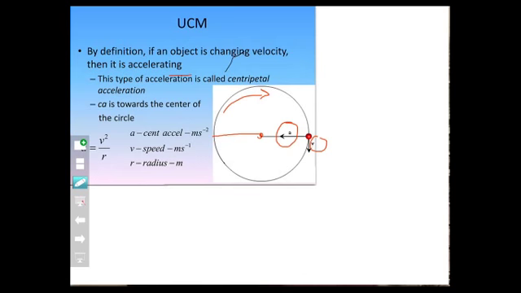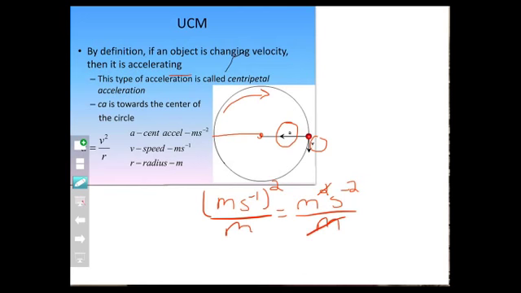Generally, our speed is measured in meters per second, our radius is in meters, and our centripetal acceleration is in meters per second squared. The reason is that since it's v squared over r, that's meters per second squared over meters, which gives us meters squared per second squared over meters. Meters cancel out, and we're left with meters per second squared.